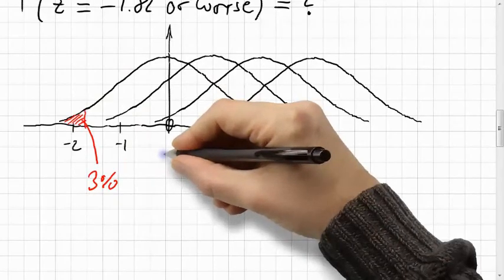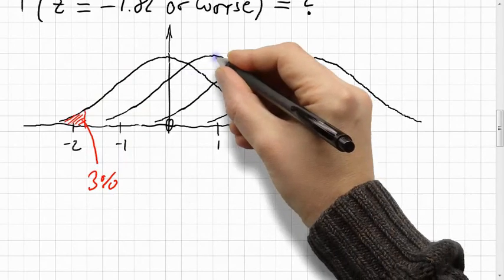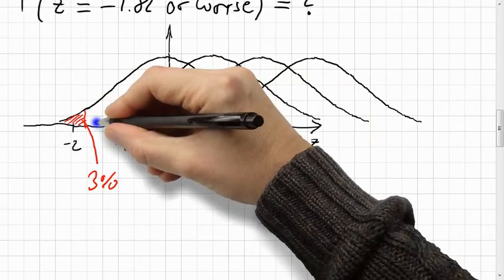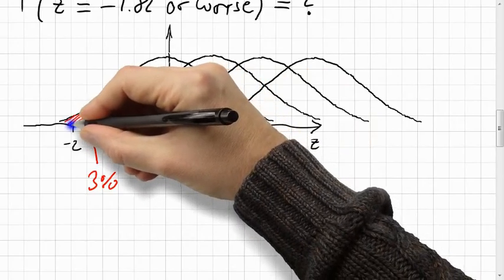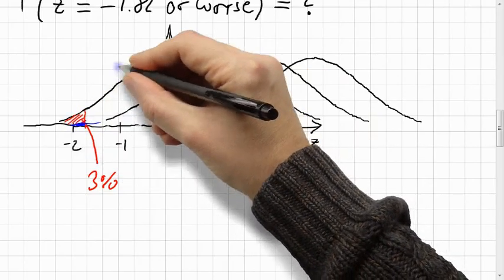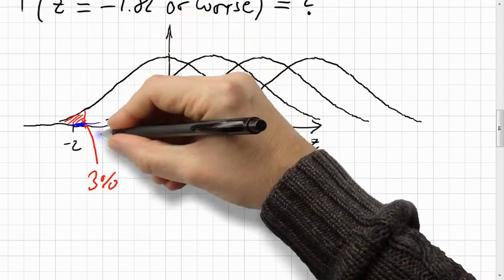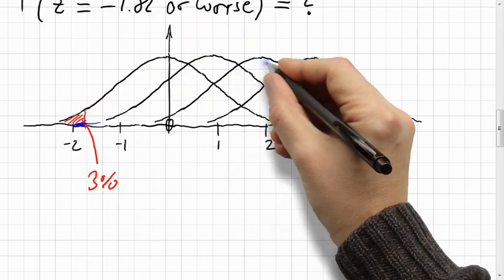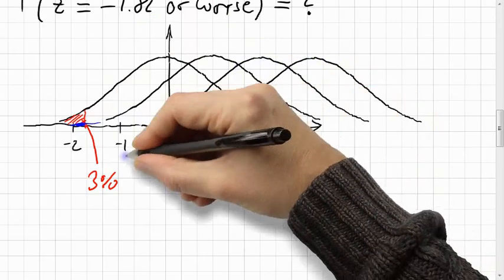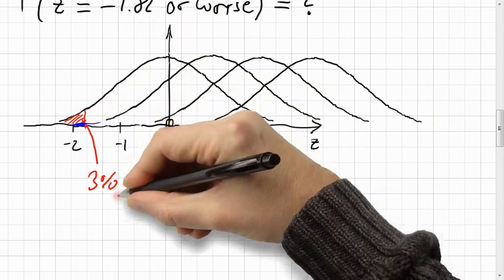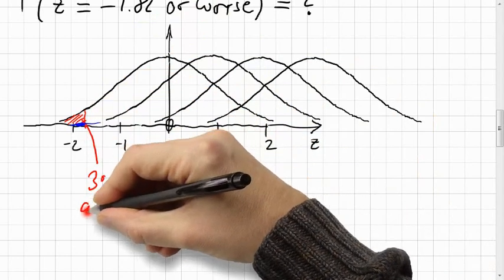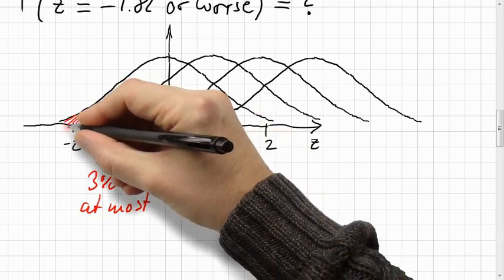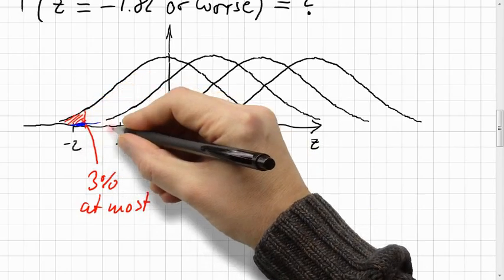But if the expected value is not 6 but 7, you see, there is not much left of that curve. The resulting probability of having a z-value of minus 1.82 or worse would be smaller, even more so for an expected value of 8 or 9. So what we can say is that this area is 3% at most. We do not have a specific value, we can just say this area is 3% at most.